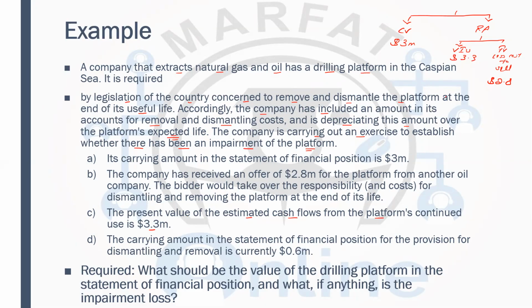But as we discussed earlier, you have to take both the cash inflows and outflows related to that asset. When you're using it, it will be your responsibility to dismantle it. And when you will be dismantling it, there will be a cost of it. So you have to deduct that cost from the cash inflows. Carrying amount in the statement of financial position for the provision of dismantling and removal is currently 0.6 million. So you deduct 0.6 from it, and the resulting figure is 2.7.